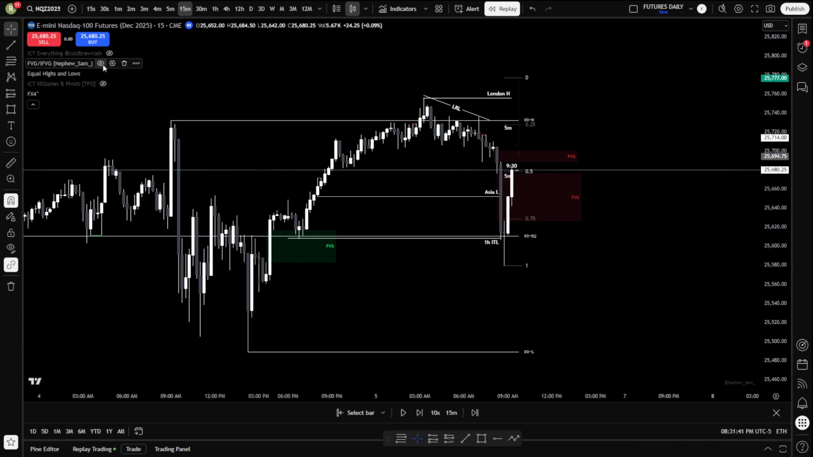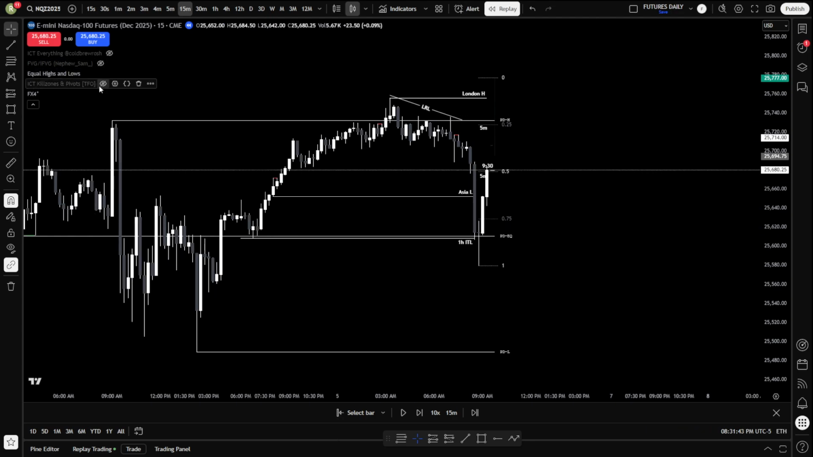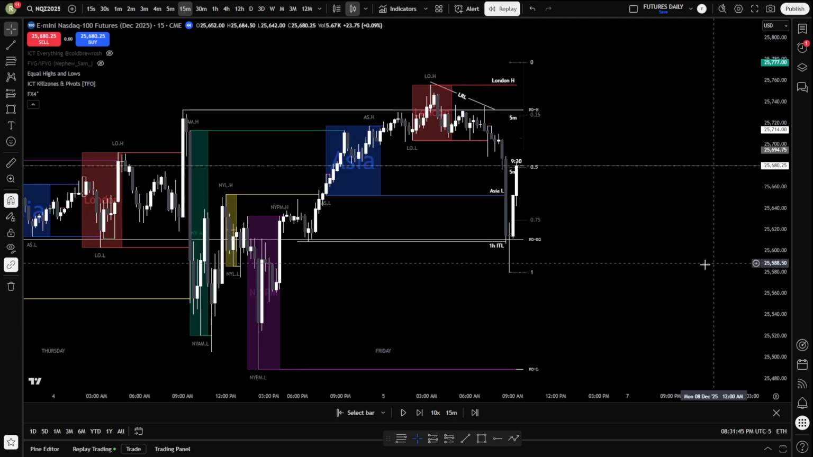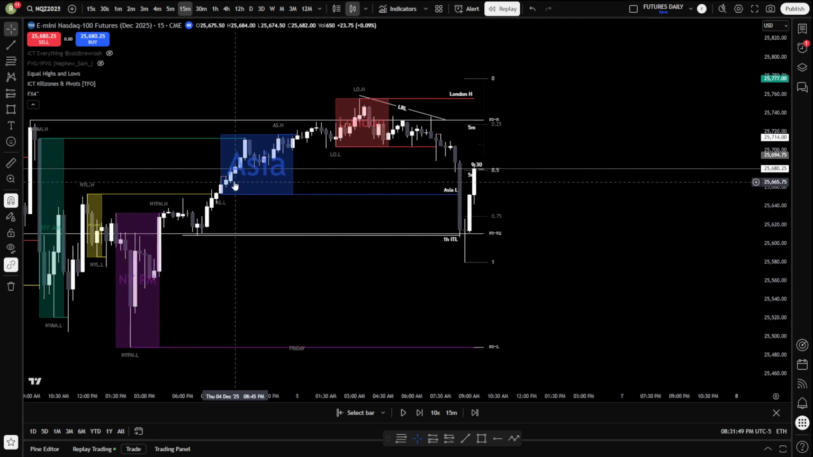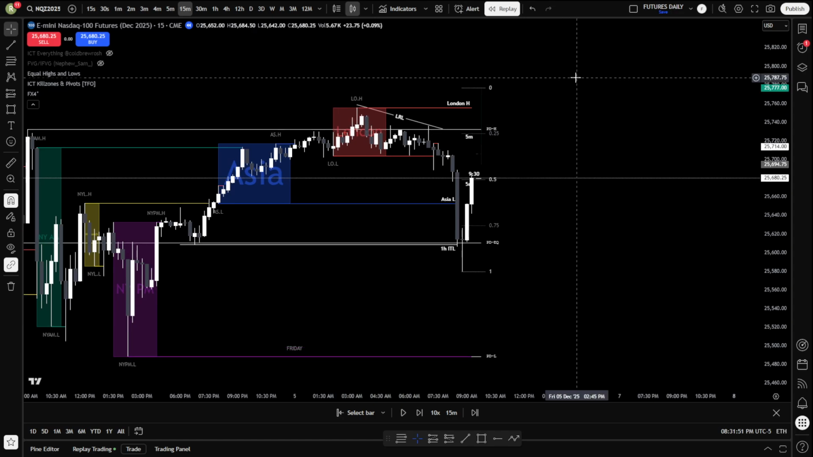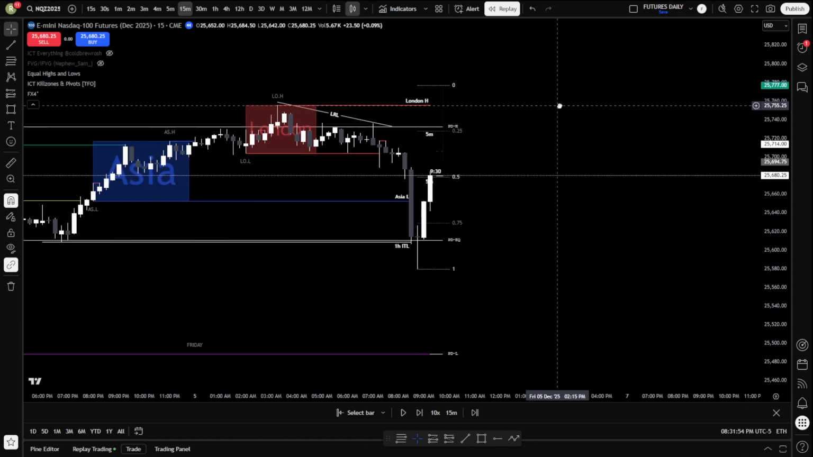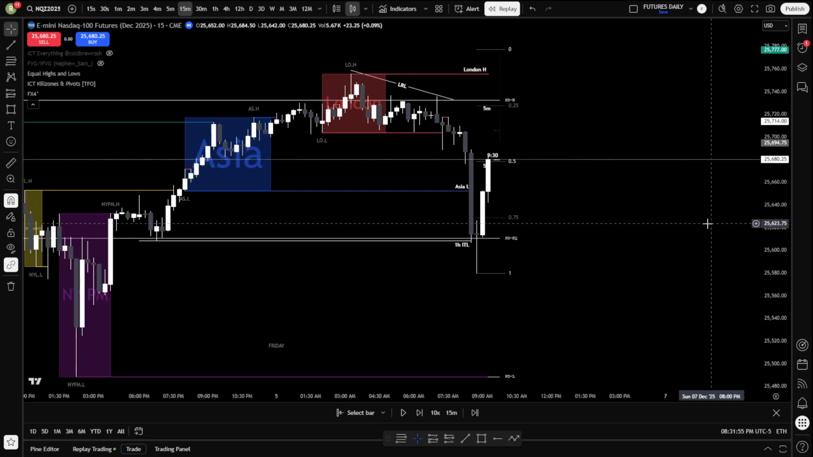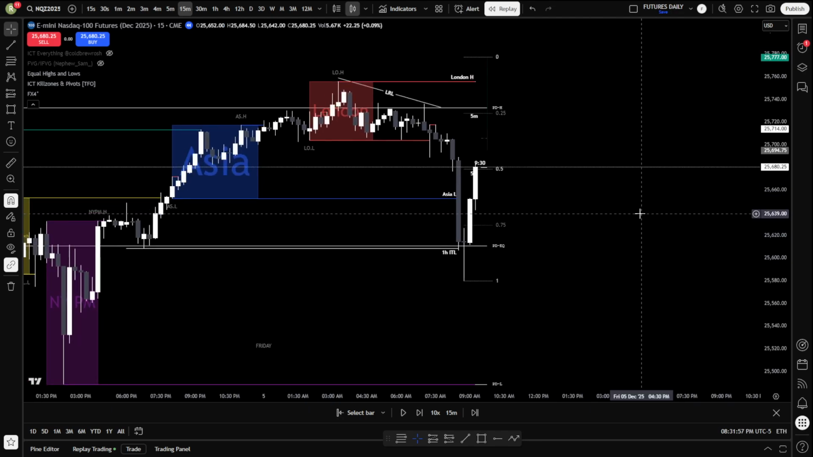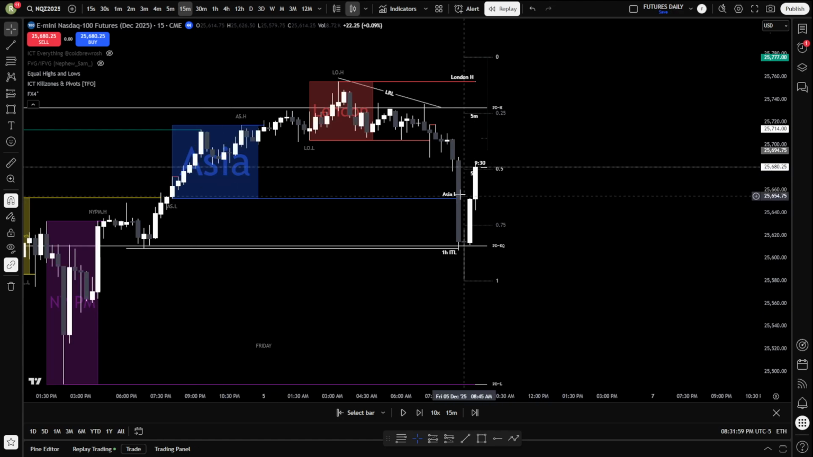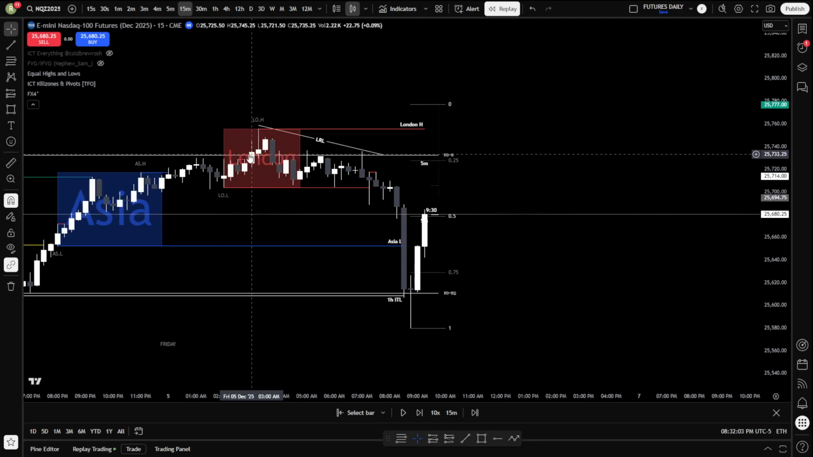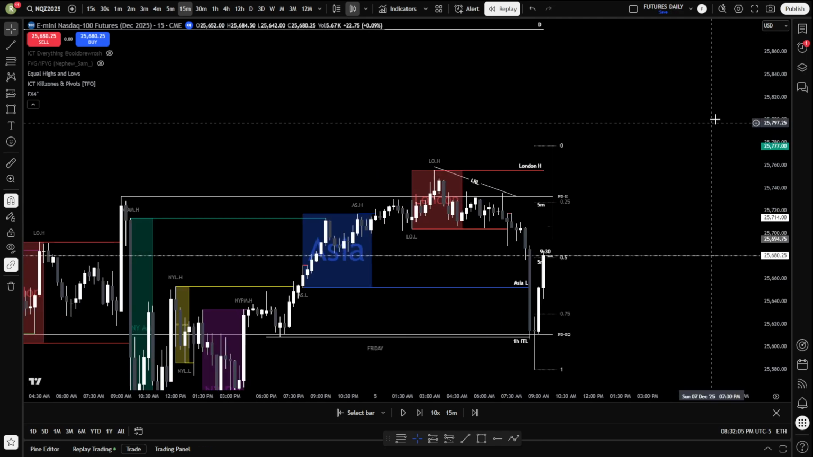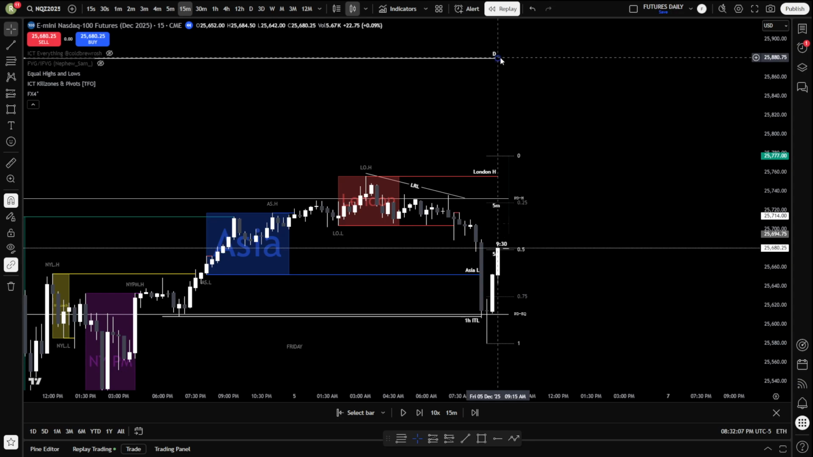I'm going to turn this off for a second. But if we turn on the previous session highs and lows, which is also like a main thing I like to look at, we had Asia session here, London session here, right? Pretty much overnight price action. And I'm looking to be bullish, right? So we swept Asia low, and then we started displacing up here. And above, we have London high, and then we have that daily fair value gap up here.